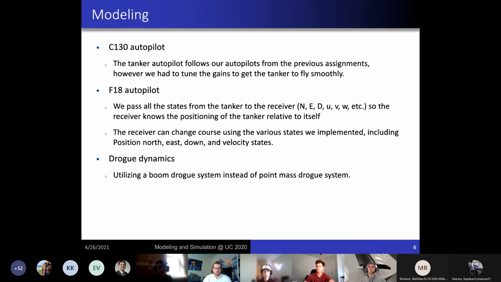The receiver is able to change course using the various states we have implemented, including position north, east, down, and our velocity states. And as for the drogue dynamics, like Ben said earlier, we're going to be utilizing the boom drogue system instead of our point mass drogue system.